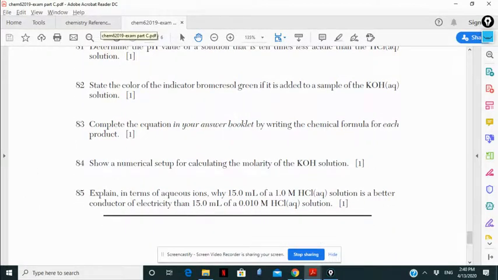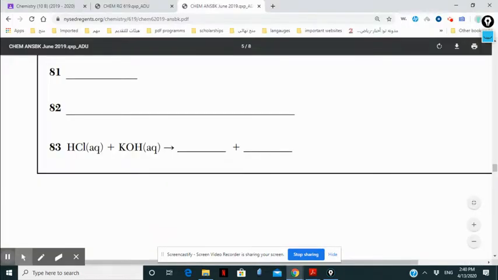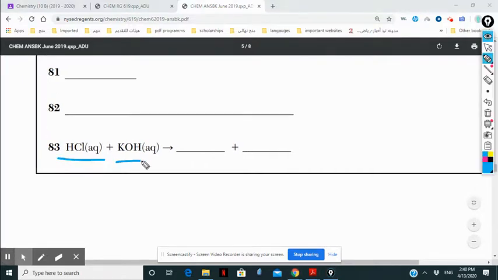Complete the equation in your booklet. Because I don't have the booklet, I have the test there. Okay, give me. Oh, here is the equation. So what's going to happen here? That's acid. That's base, which should give me water, so H2O, and salt. So I get the OH and the H. So I have KCl. So that's the equation. Okay.